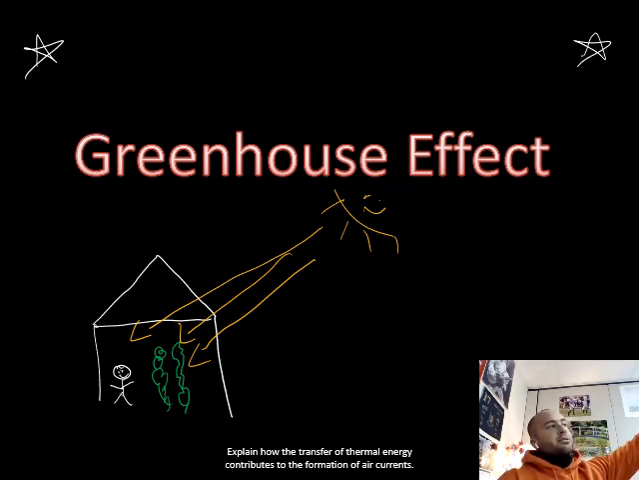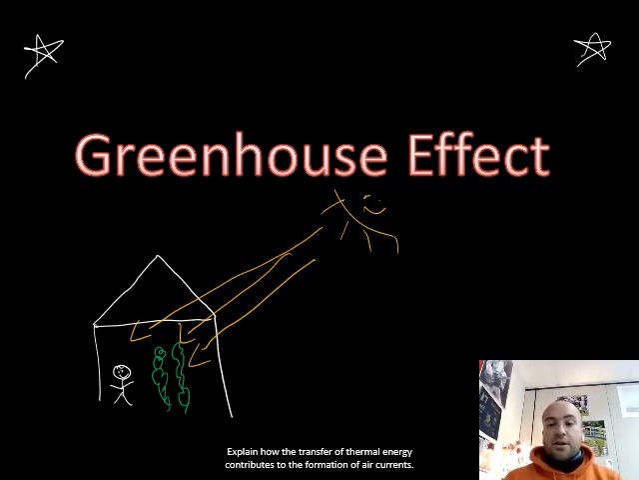bounced back into space, but some of that energy is being absorbed. Because that energy is able to be absorbed inside Earth's atmosphere, the greenhouse effect, we are able to have these temperatures and environments, ecosystems that are capable for life to exist on other planets.